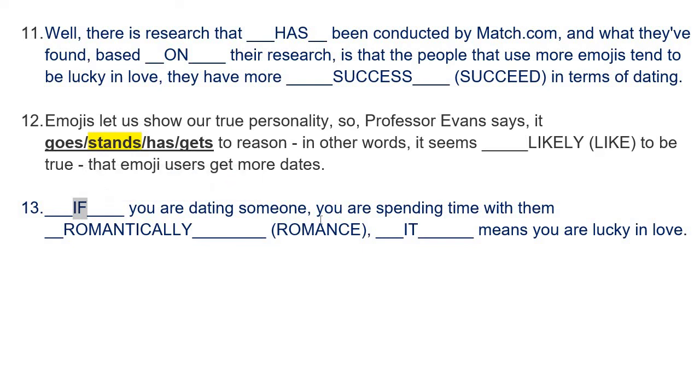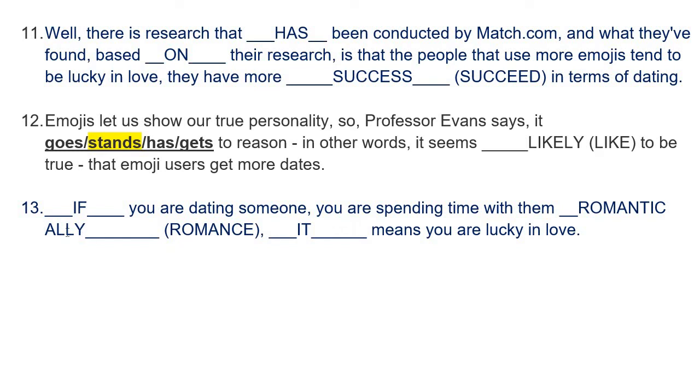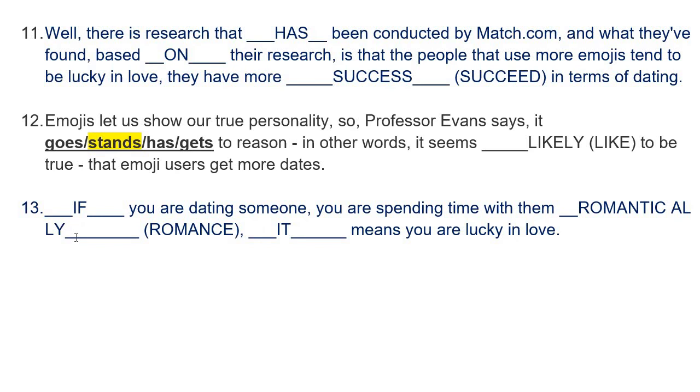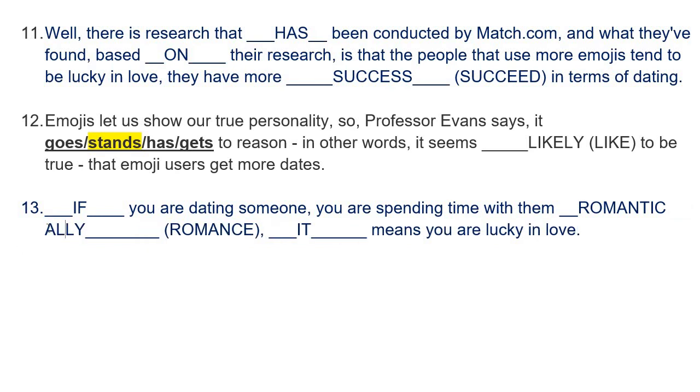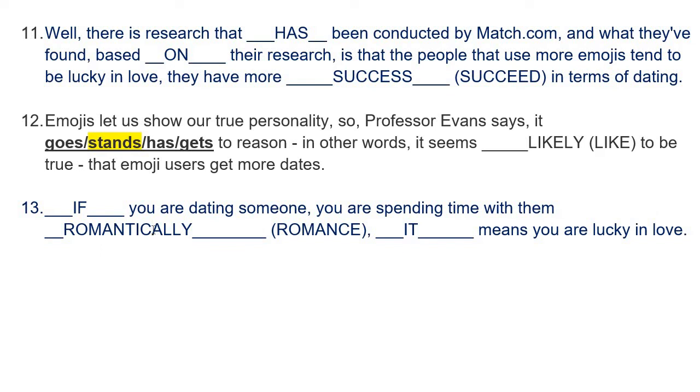If you're dating, you're doing something. Now notice, from romance, you have the adjective romantic. So normally to make the adverb, you just put ly. However, with most words ending in ic, you have to add al. Except for publicly, as far as I remember, most of these words take al. Remember, dramatic, dramatically, economic, economically. So romantic, romantically. And then so it means, if you are doing this, it means, so it referring to what has been said before.